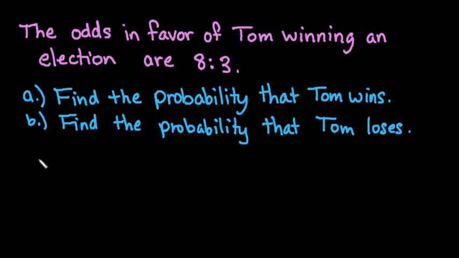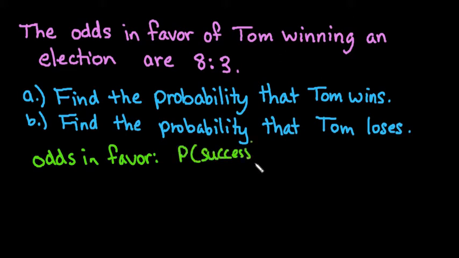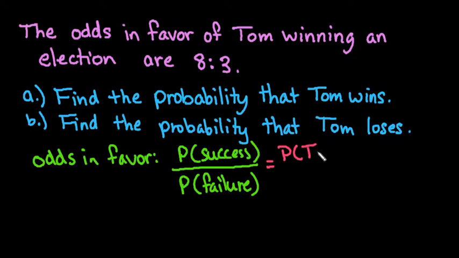So the first thing that we need to know is the formula. The odds in favor formula is the probability of success divided by the probability of failure. In this case, a success would be that Tom wins, and a failure would be that Tom doesn't win, so Tom loses.